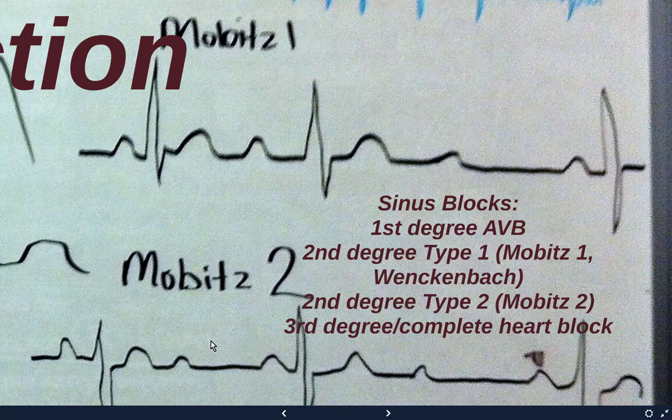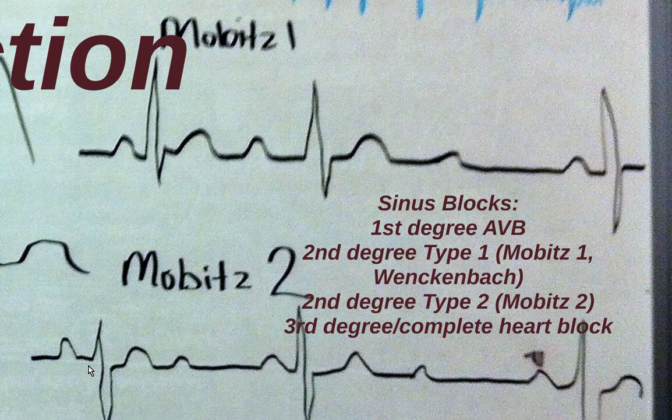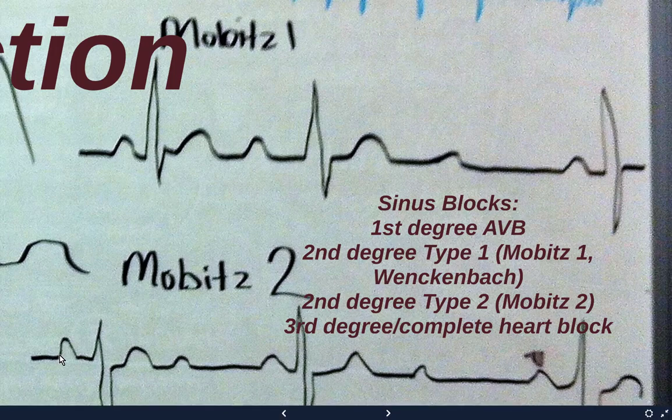With Mobitz 2, this is very consistent. Your PR interval will remain the same. Just pretend these look the same in length. So if the PR interval is 0.22, it's going to be 0.22, it's going to be 0.22. With Mobitz 2, it consistently drops a QRS. Okay, it's usually every other beat, sometimes it's every third beat, but it will be a regular droppage of the QRS. The PR interval does not change. You just get a dropped QRS. You'll have a P wave and no QRS. Okay?